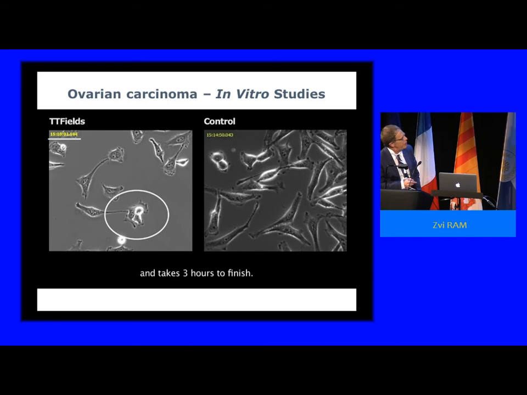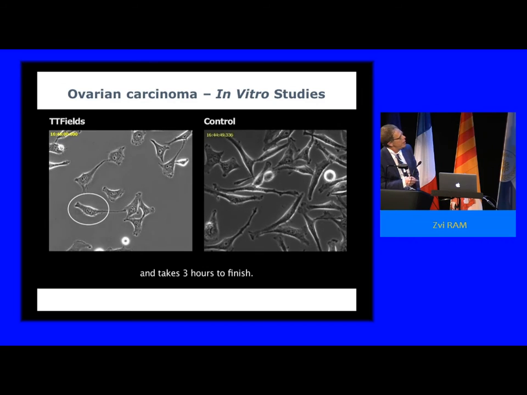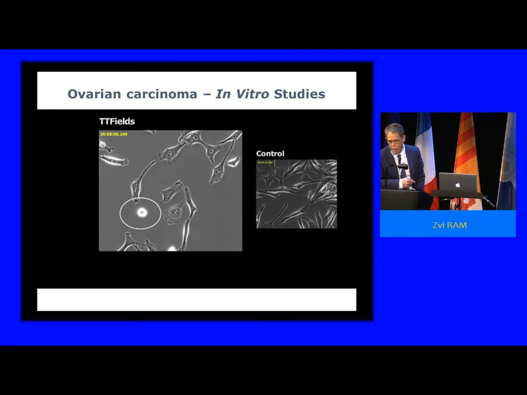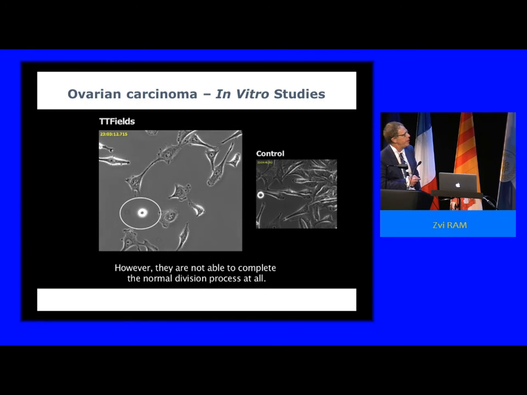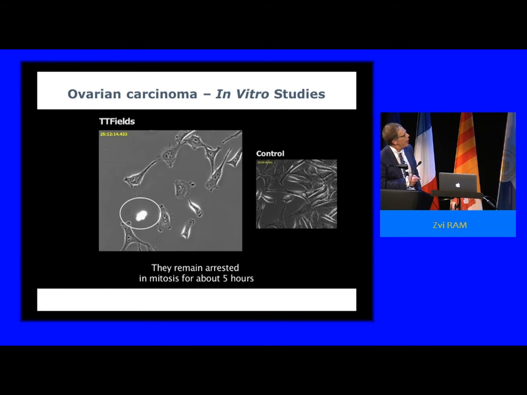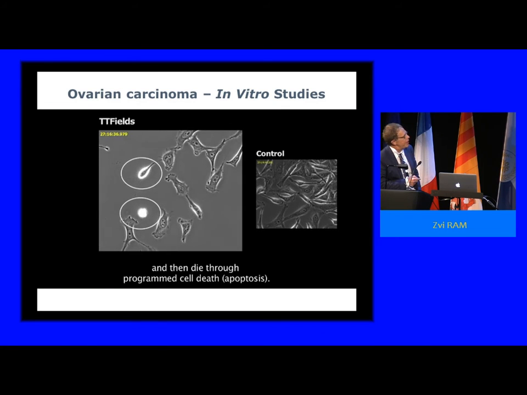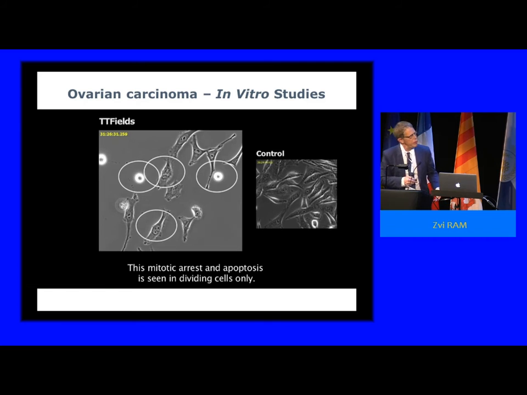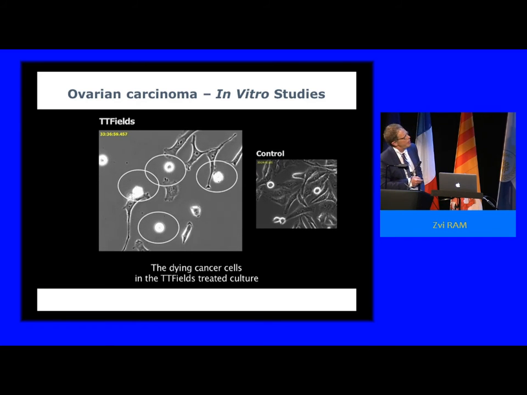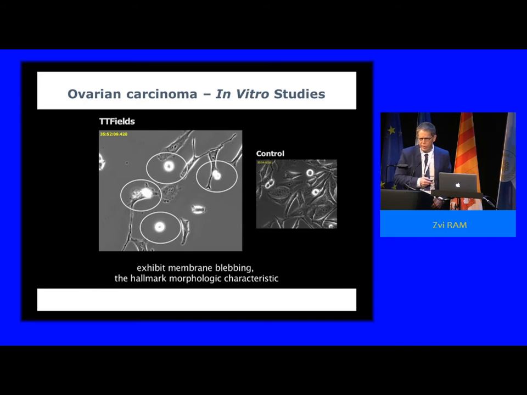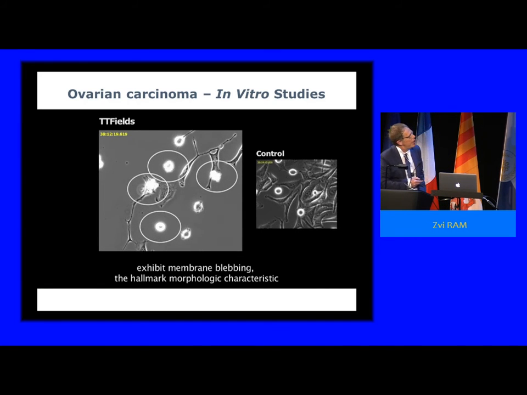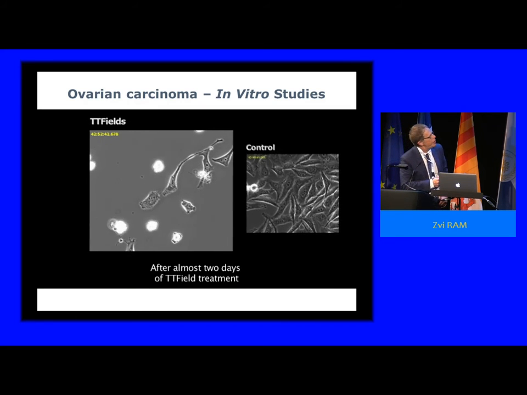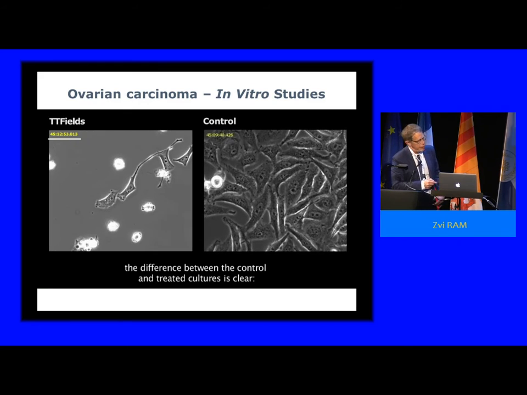And after several hours, this is time-lapse microscopy, of course, you can see that cells exposed to TT fields do not go through mitosis. When they try to line up for mitosis, they get some abnormal blebbing and finally disrupt and die from apoptosis. While on the right side, the control culture just continues to grow all the time. And we've done all the stains to demonstrate that this is associated with septin expression as well as others. And I think it's quite clear that this tissue culture is nothing like what you see in the control arm.